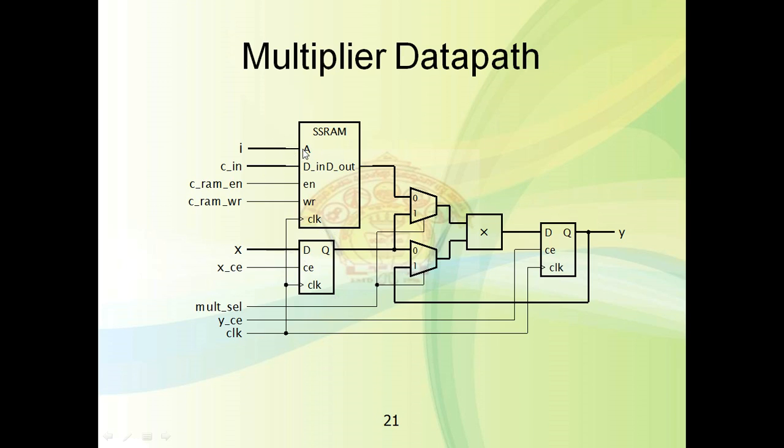So these are the 20-bit lines. This is the address line, 12-bit. This is a 20-bit line, and this is a 20-bit line. All the data lines are 20 bits. We require to select either this data or this data, so we require multiplexers. We require a multiplier, and to store the temporary result we require a register. These are the requirements of the circuit.